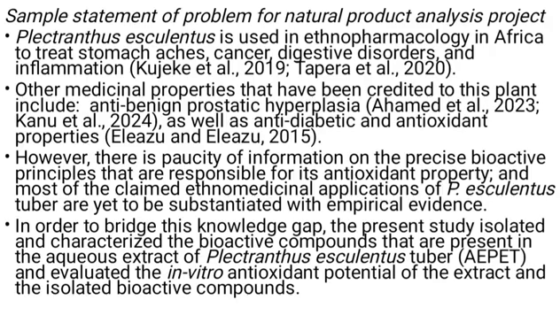Okay, look at this one. This is another sample of a statement of problem for a natural product analysis. Plectranthus is used in Africa to treat stomach ache, this and that. Other medicinal properties that have been accredited to this plant include these diseases. However, there is a paucity of information on the precise bioactive principles responsible for its antioxidant property, and most of the claimed ethnomedicinal applications of P. esculentus tuber are yet to be substantiated with empirical evidence.